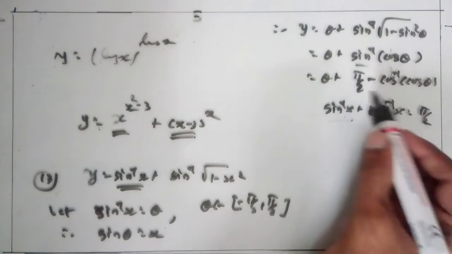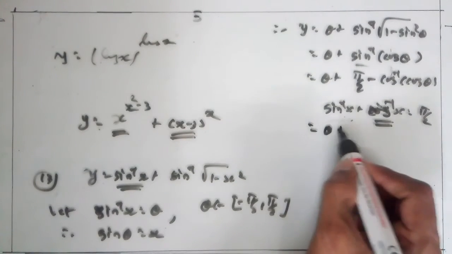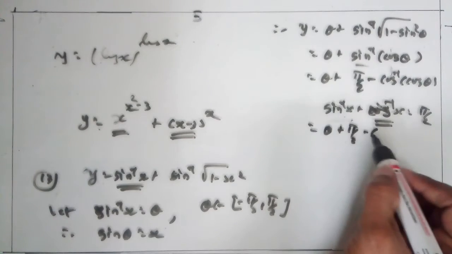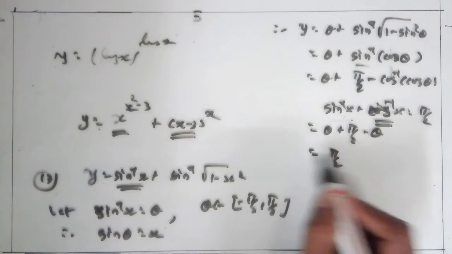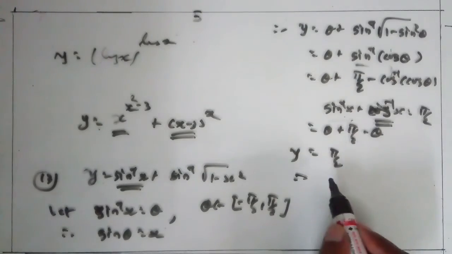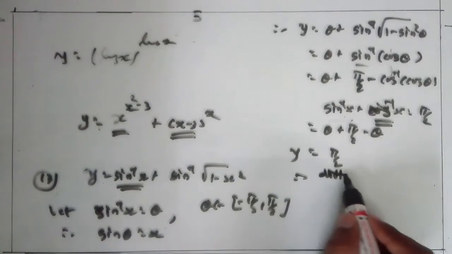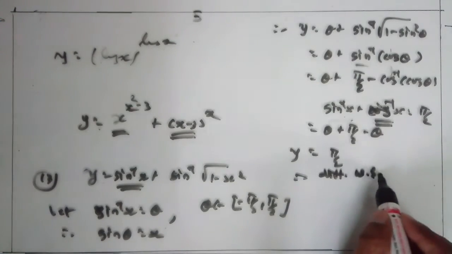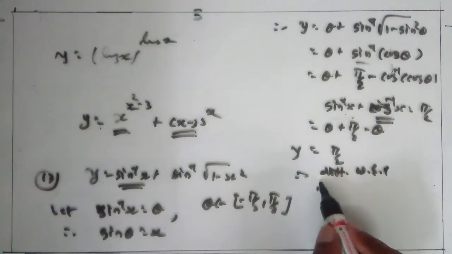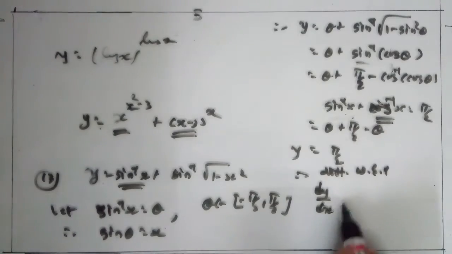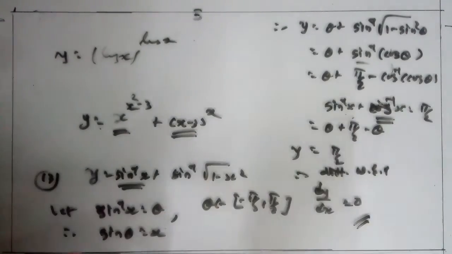So cos inverse cos theta is removed, and we get theta plus pi by 2 minus theta, which is equal to pi by 2. So y is equal to pi by 2. Therefore, differentiate with respect to x. So dy by dx is equal to the derivative of a constant term, which is 0. Hence proved. Clear?